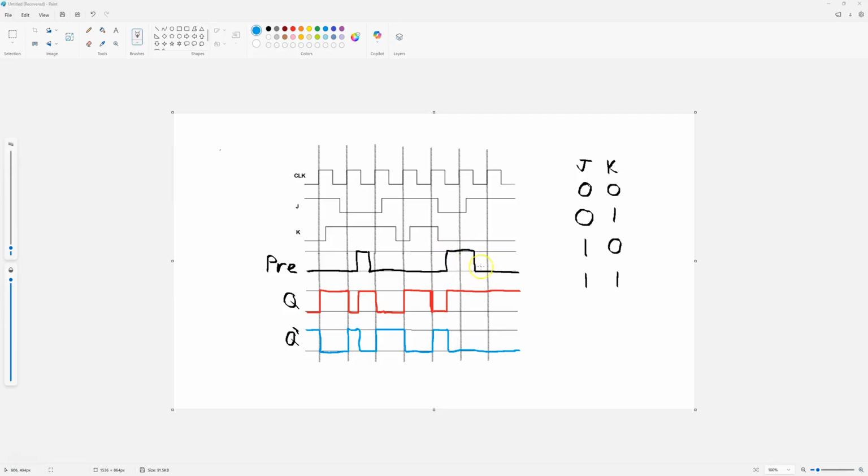And we have another preset value right here in the middle of a 1, 1, a 0, 0. So it sets it high in the middle of the clock pulses, but our Q goes high regardless since it is asynchronous.